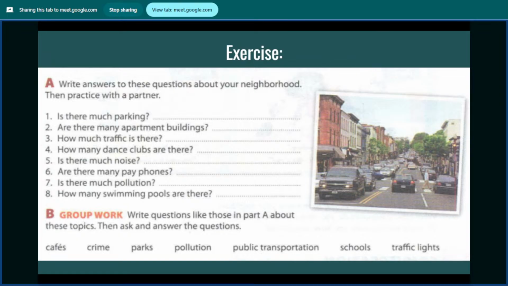Done, ma'am. Done with exercise A and B both? Yes, ma'am. Okay. Tejal, finish first. Let Tejal finish and then we'll discuss.